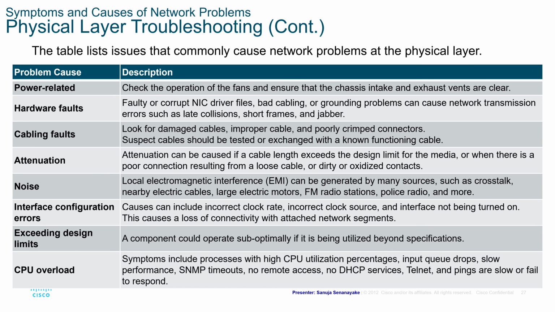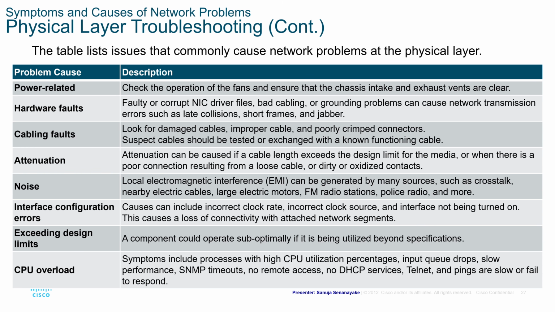Hardware faults. Faulty or corrupted network interface card driver files, bad cabling or grounding problems can cause network transmission errors such as late collision, short frames, and jabber. Those are all examples: corrupt network cards, driver failures, as well as hardware faults, which could also include the power supply unit going out.